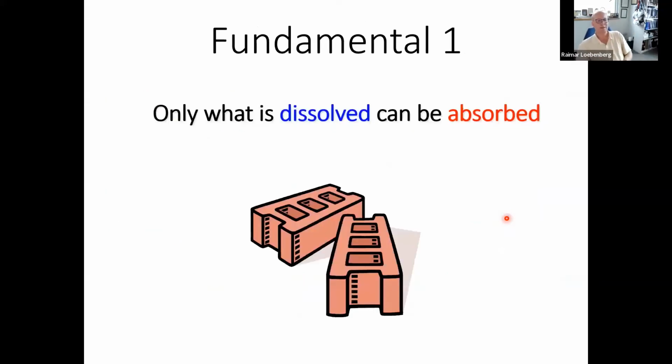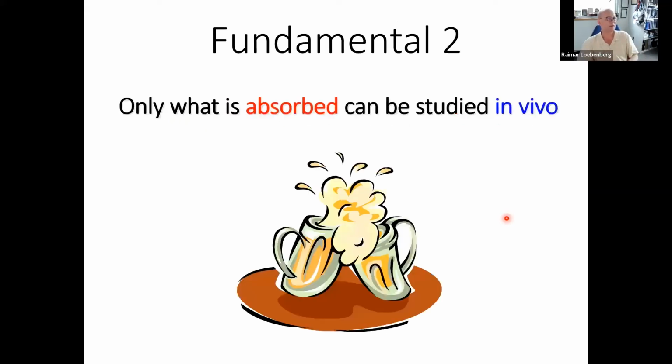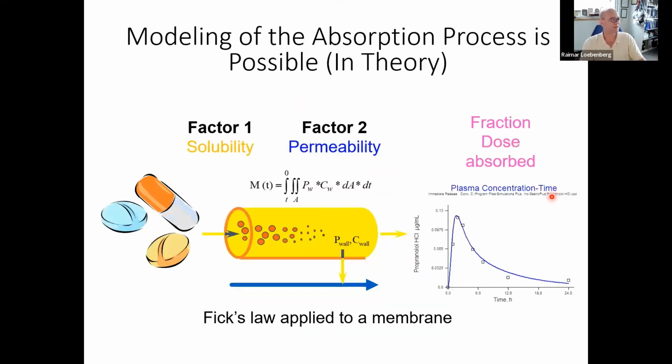Okay, and for that, the first fundamental of this biopharmaceutical drug classification system is that only what is dissolved can be absorbed. So if you eat stones, stones come out. So only what is dissolved can be absorbed. The second fundamental is only what is absorbed can be studied in vivo. That means if you have a beer and the alcohol is not absorbed, you don't get drunk. No? But if something gets available, then we can have it in our body and it might go to the site of action. Next slide, please.